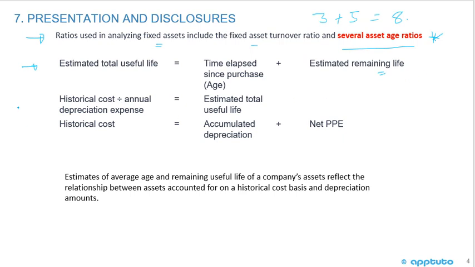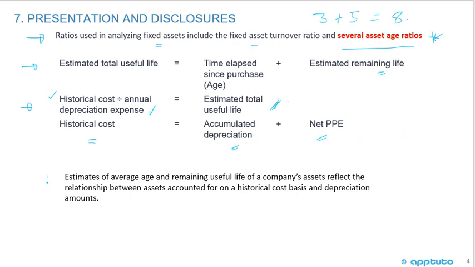Historical cost divided by our annual depreciation expense gives us an estimated total useful life, okay? So you can see this is CFA 101. We have 3 variables there. Given 2, can you calculate the third? So historical cost divided by the annual depreciation expense. Historical cost we can get on the balance sheet. Annual depreciation expense we get from the income statement. And that's going to give us our estimated total useful life, okay? And our historical cost is simply the accumulated depreciation plus the net plant, property, and equipment, okay?